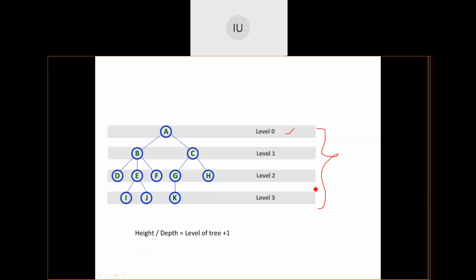So for the given diagram, the level of the tree is 3, and the height or depth of the tree is 4, level plus 1. Are you all okay with this? Can I proceed ahead?